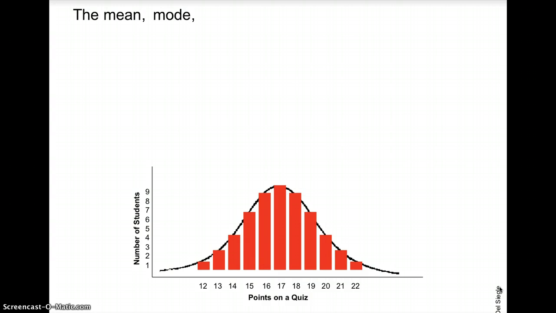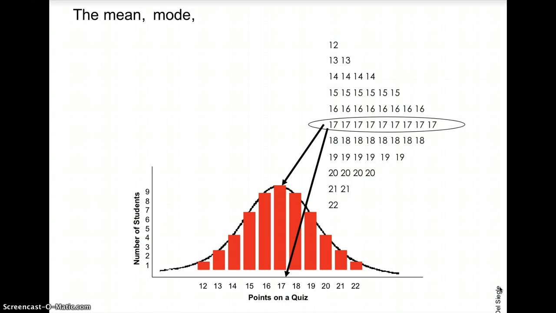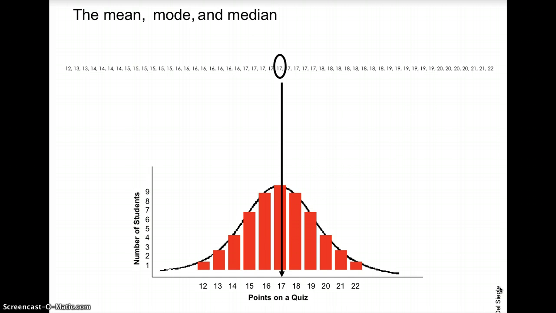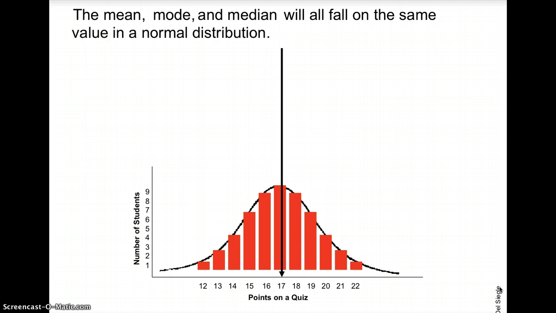The mode, which is the most frequently occurring number, if you laid out all the numbers, you would see that 17 occurs more frequently than any other number. And the median, which is the middle number, if you laid them all out on a line, the middle number is 17. So in a normal distribution bell curve, the mean, which is the average, the mode, which is the most frequently occurring number, and the median, which is the middle number in the entire range, will all be the same value. Here, it's 17.